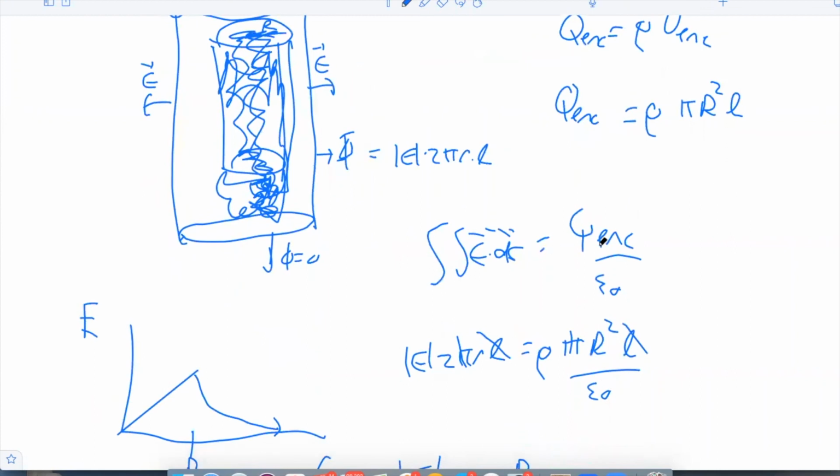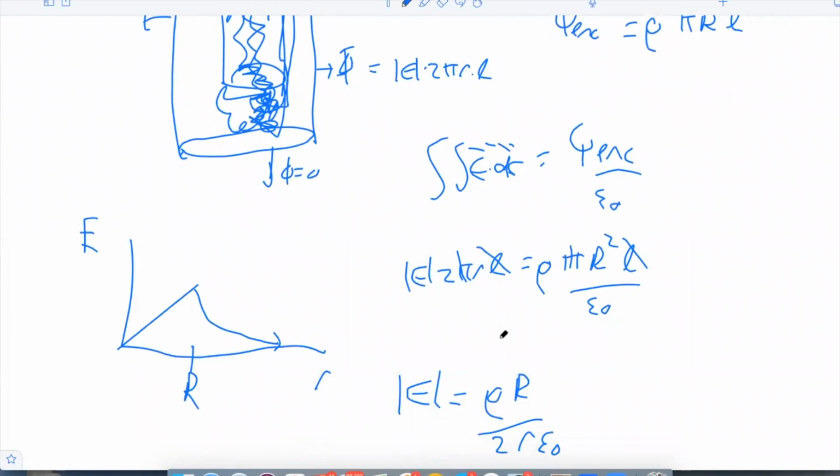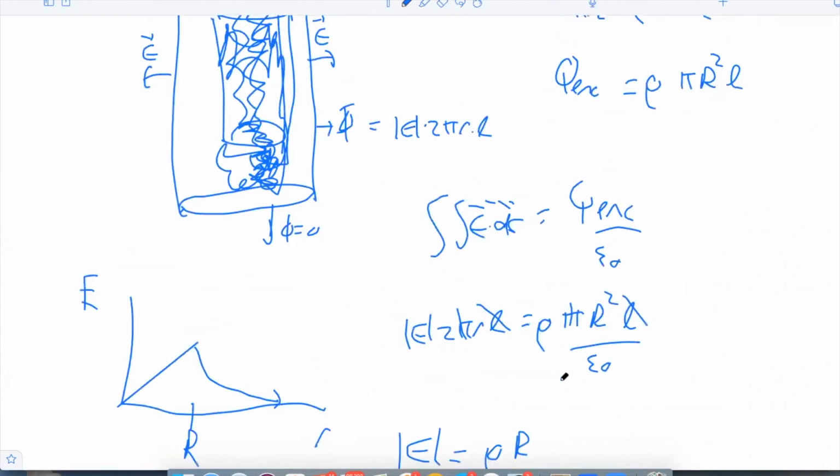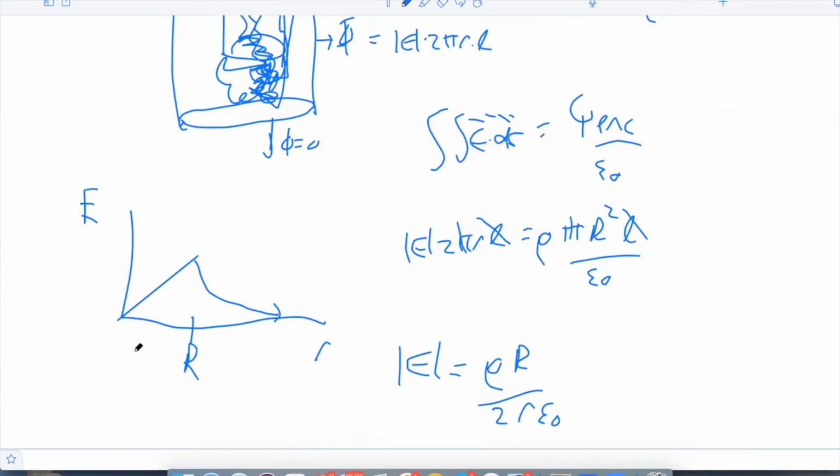So now put all that together. The L's cancel, they better. My answer will have an r in it because the electric field depends on distance. It won't have an L in it. The pi's cancel, we get E equals rho capital R squared over 2 r epsilon naught.